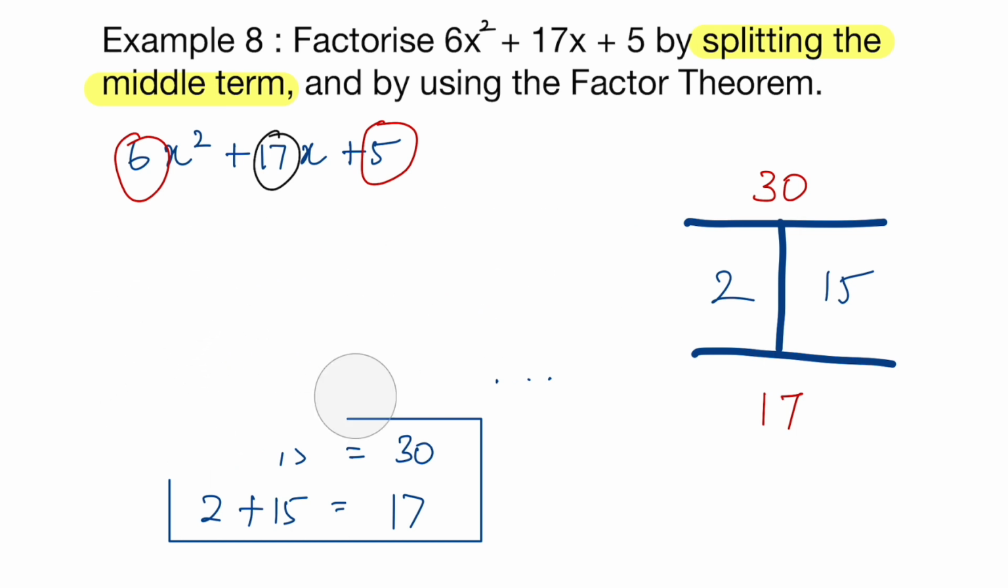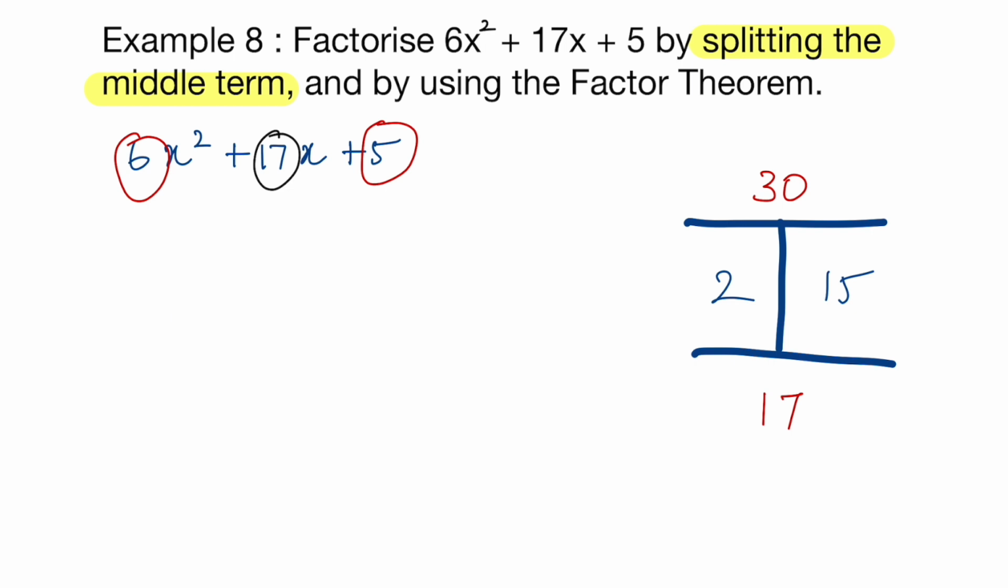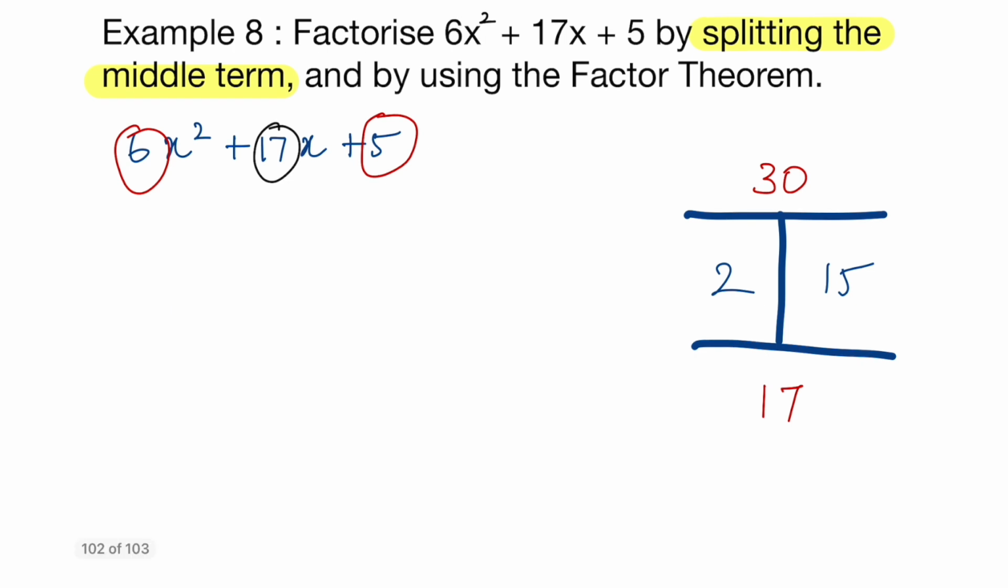Now what you are going to do is take these two numbers and use them to rewrite this polynomial. I hope you are clear with how we found these two numbers. This is just by trial and error. You draw an I and multiply the coefficient of x squared and the constant term, and write it at the top, and the coefficient of x goes at the bottom, and you find two numbers whose product is 30 and whose sum is 17, and 2 and 15 are two such numbers. Now we are going to use that to rewrite this polynomial.